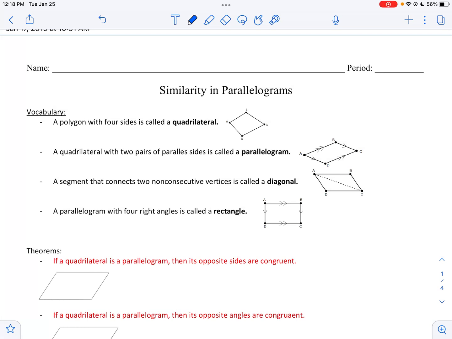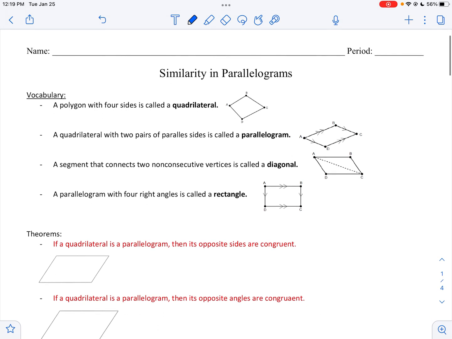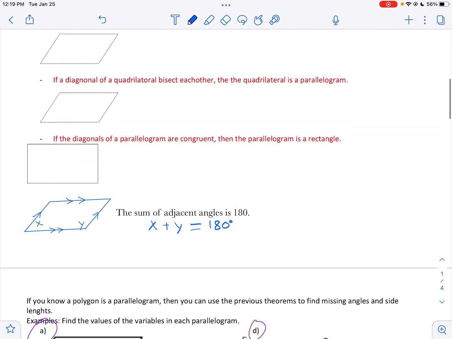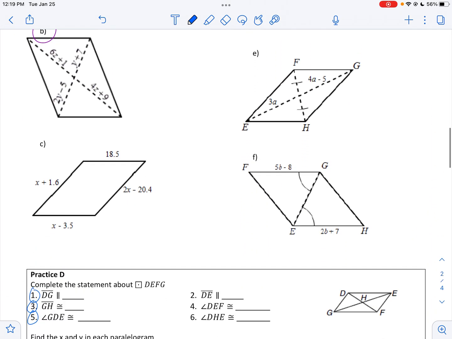Alright, ladies and gentlemen, time for a lesson about similarity and parallelograms. Well, it's a little bit less about similarity and more just all these different properties about parallelograms, but the last thing was called similar triangles, so we'll just continue on with it. And there's similarity there.